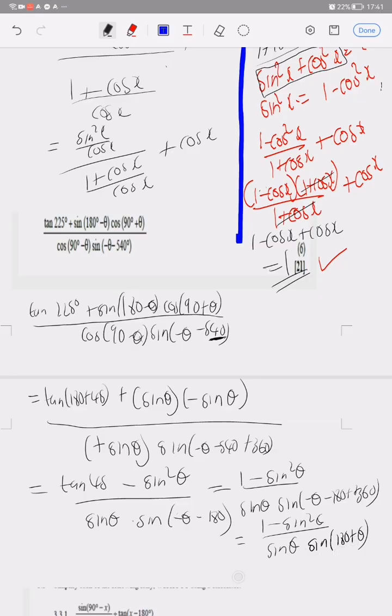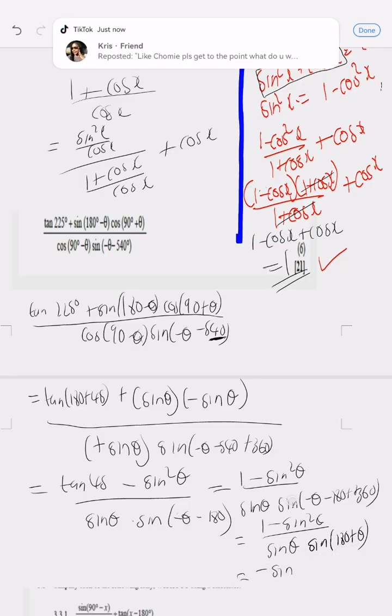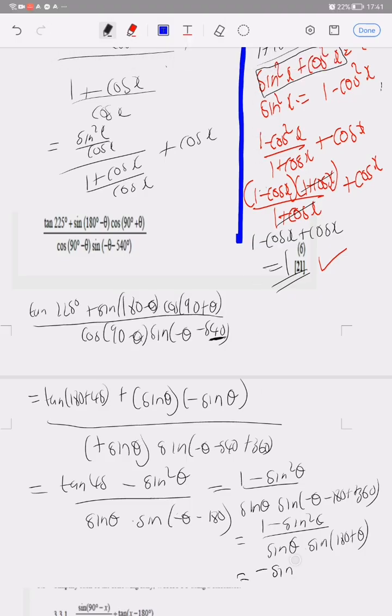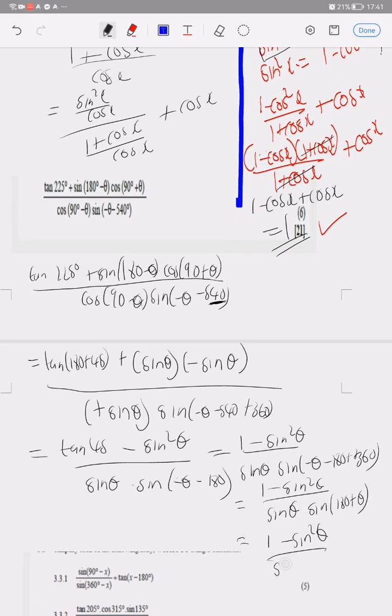So which quadrant is this one? Oh, what am I doing? Oh, yes. Oh, my mistake. So it's going to be 1 minus sine squared theta over sine theta times negative sine theta. This is in the third quadrant.